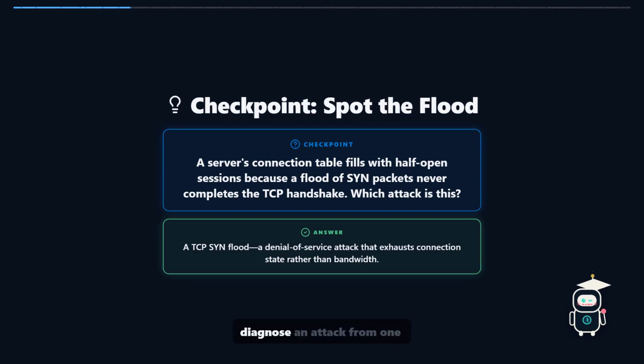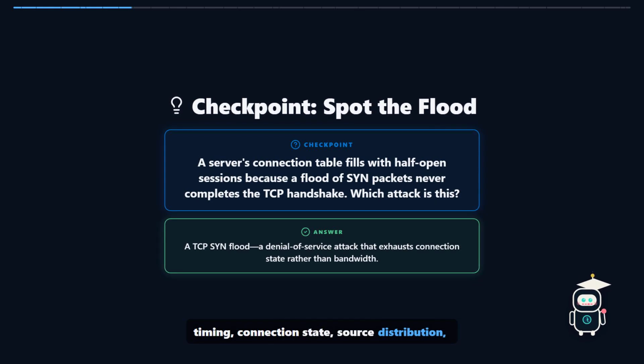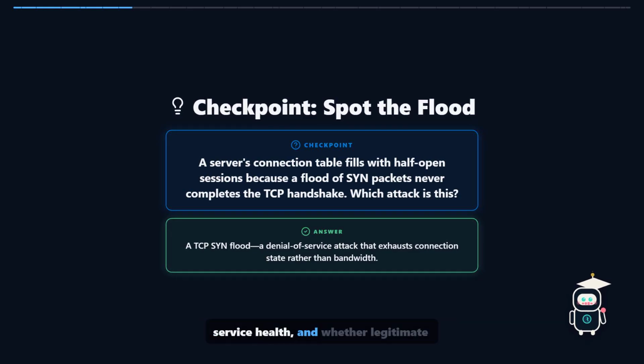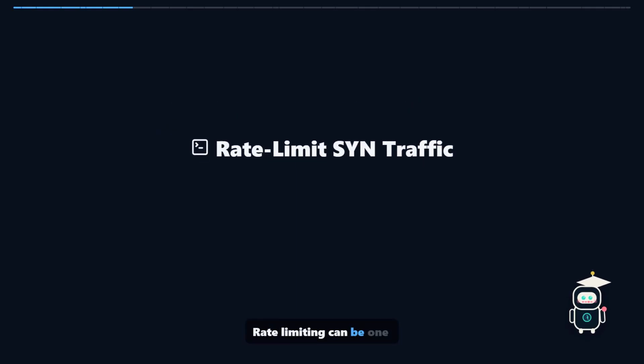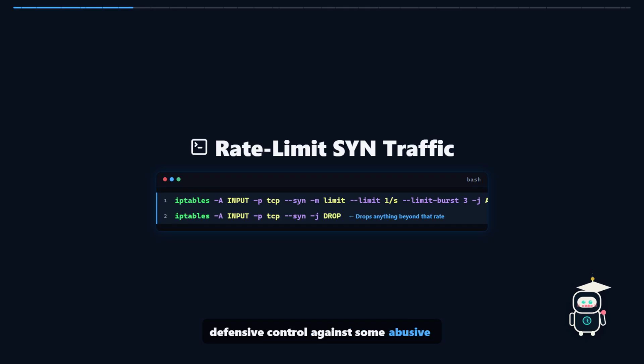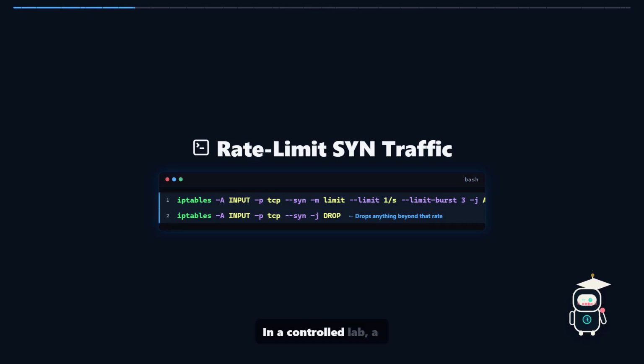But don't diagnose an attack from one packet alone. Look at volume, timing, connection state, source distribution, service health, and whether legitimate traffic is being affected. Rate limiting can be one defensive control against some abusive connection patterns, but it is not a universal DDoS solution. In a controlled lab, a firewall can be configured to limit new connection attempts so that an unusual burst does not consume all available resources.